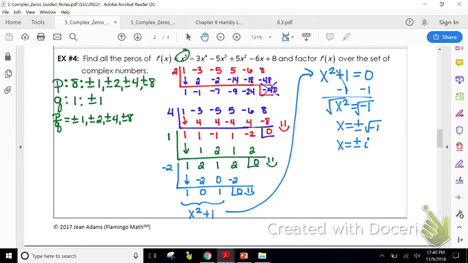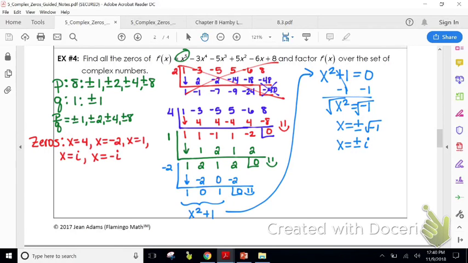So let's recap here real quick. How many zeros should I have total? 5. How do I know? Because it's the highest exponent, the largest power. Now remember that first one, that 2 we said did not work, right? So what zeros do I have? x equals 4, 1, negative 2, plus i, and then negative i, right? Go ahead and split them up.